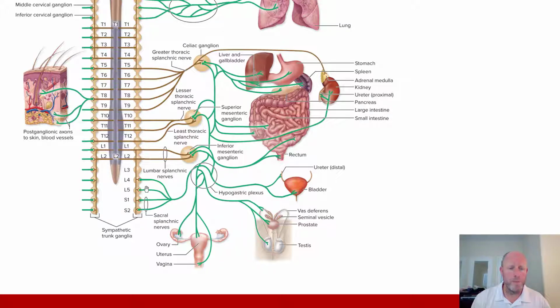And then we have our lumbar splanchnic nerves here. I'm sorry, our sacral splanchnic nerves here going out to our hypogastric plexus and involving our bladder and our ureter, or the ureter and the bladder. And then the hypogastric plexus here also leads to the vas deferens, seminal vesicle, prostate, and the testes for the reproductive organs, including also the ovary, the uterus, and the vagina.